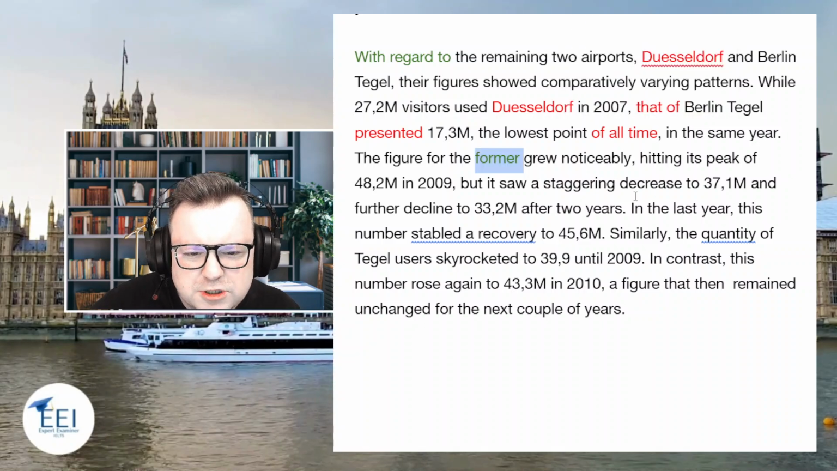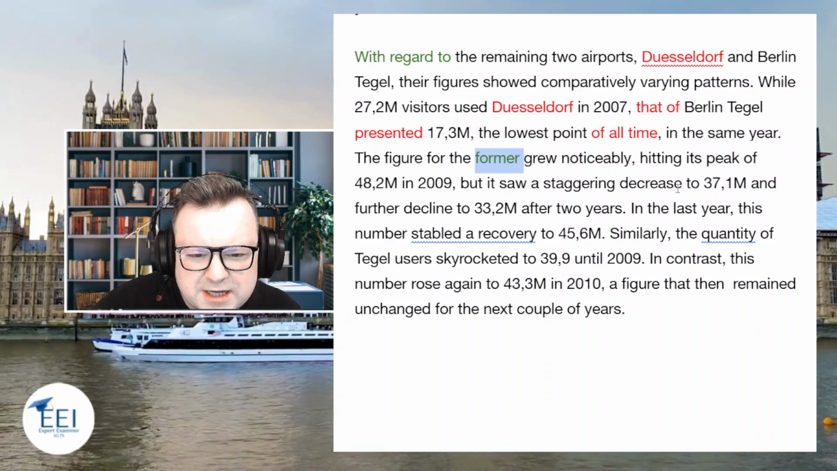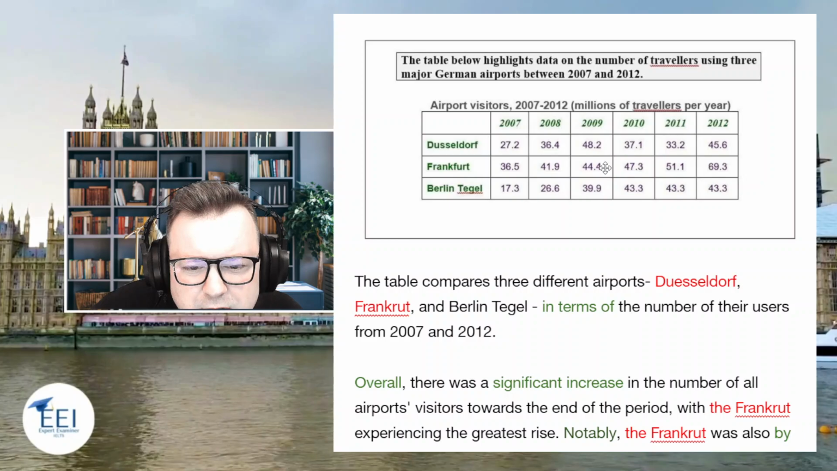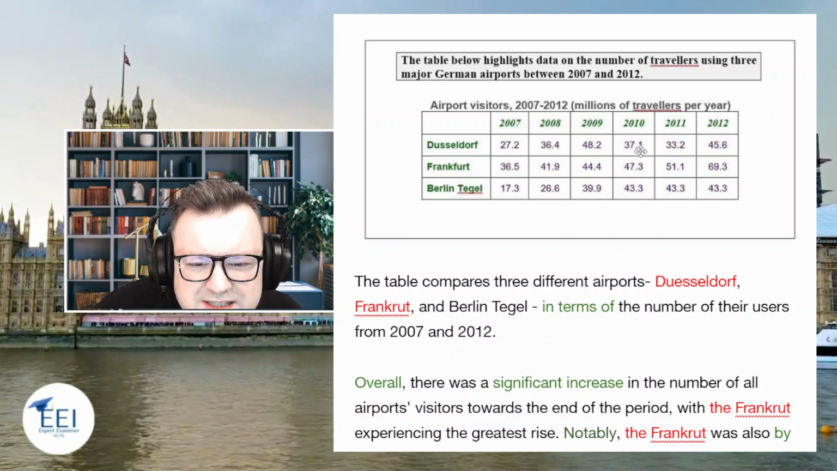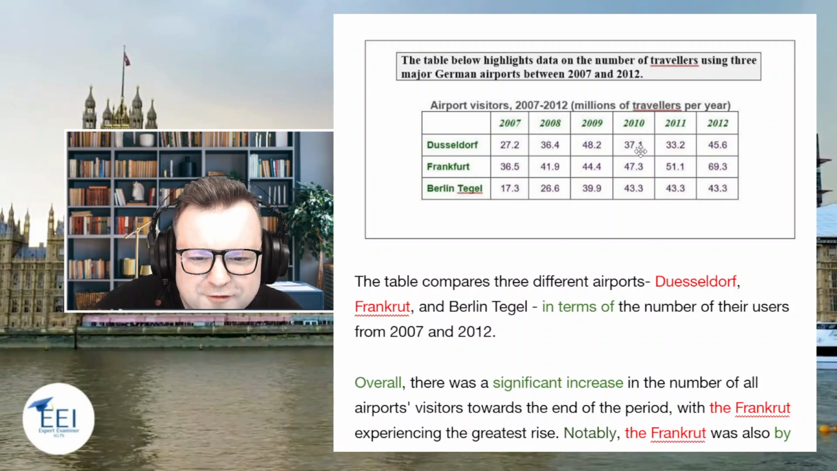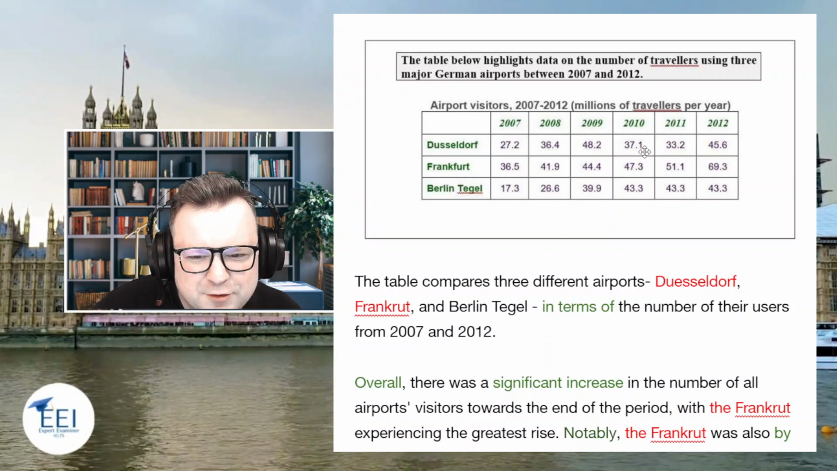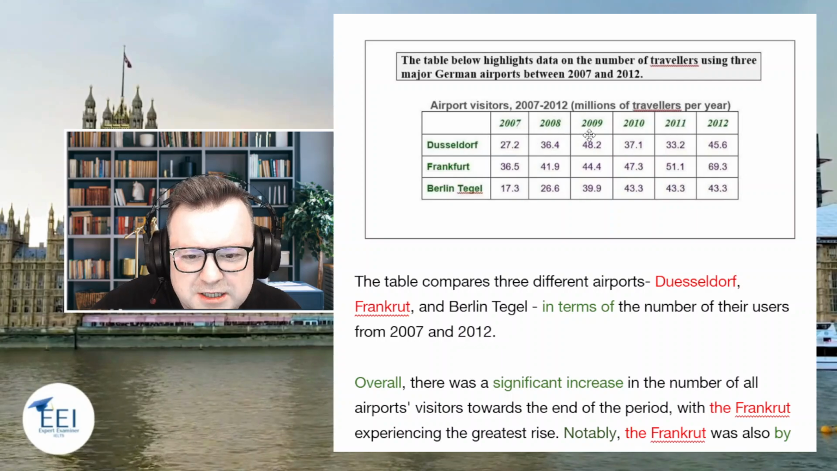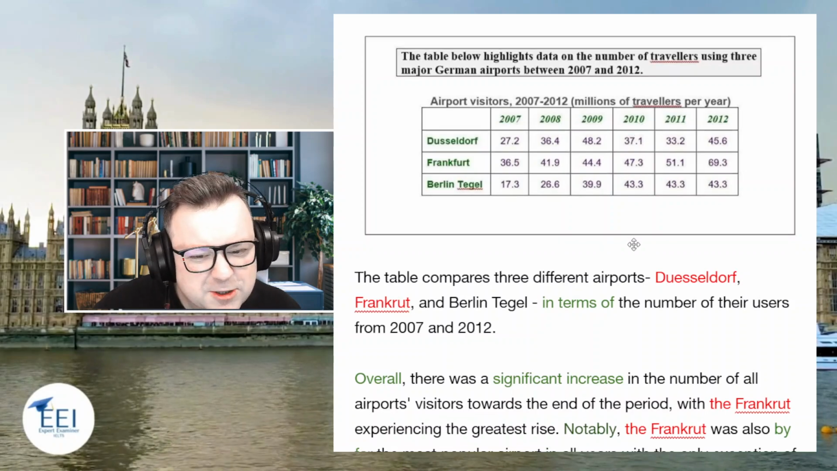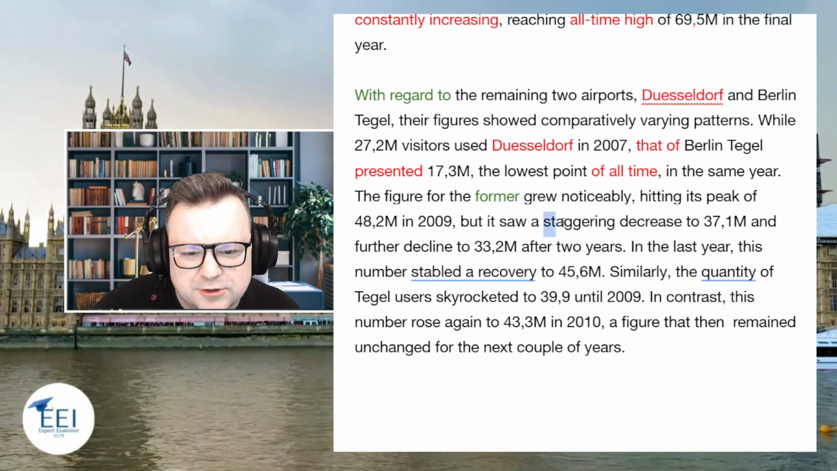Former grew noticeably, hitting its peak of 48.2 million in 2009, but it saw a staggering decrease to 37.1 million. 48.2, a staggering decrease? I don't know if that qualifies as a staggering decrease. Going from 48 to 37, for me, that's a noticeable pullback, but it's not a staggering decrease. So not quite precise with staggering decrease.